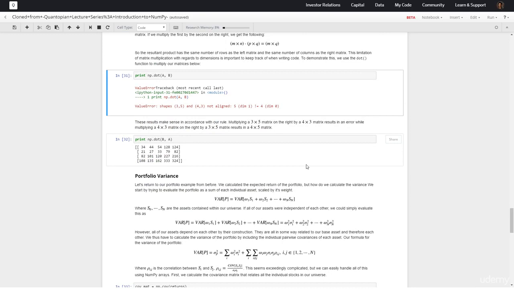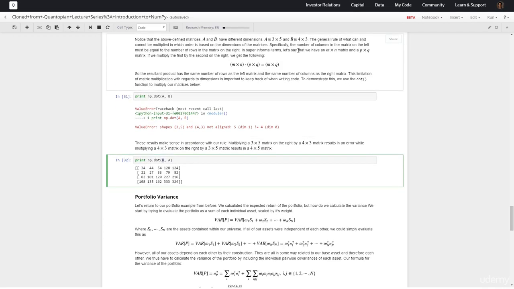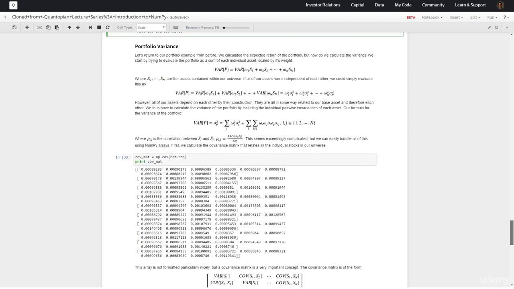Multiplying a 3 by 5 matrix on the right by a 4 by 3 matrix results in an error, while multiplying a 4 by 3 matrix on the right by 3 by 5 matrix results in a 4 by 5. So hence what we need to do, okay, is to rearrange this a little bit. B, if we recall, we just need to pull this down. B is 4 by 3, A is 3 by 5. So here now we have 3 is equal to 3. We will get 5 by 4, which is exactly what we get here. Sorry, 4 by 5, the other way around. B multiplies by A. Right, having done that, let's move on to the actual finance itself, which is portfolio variance.